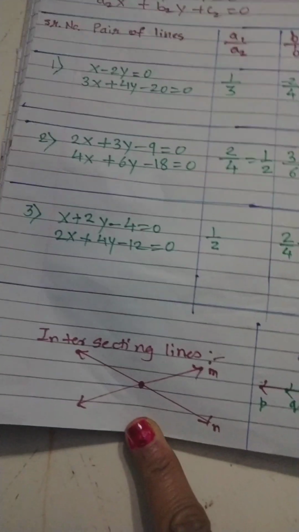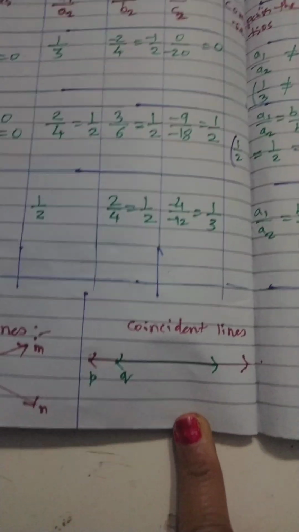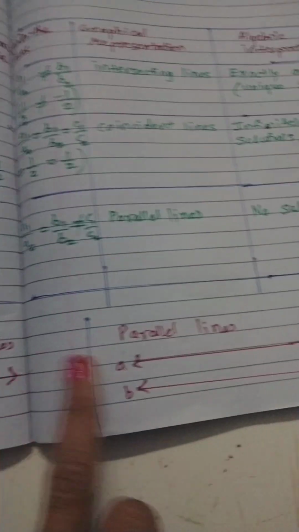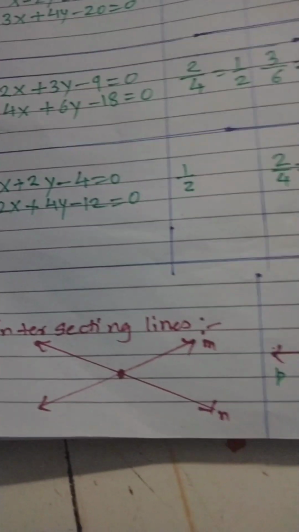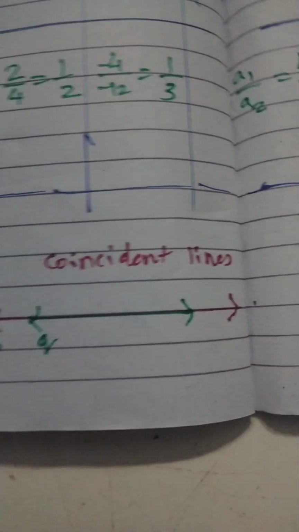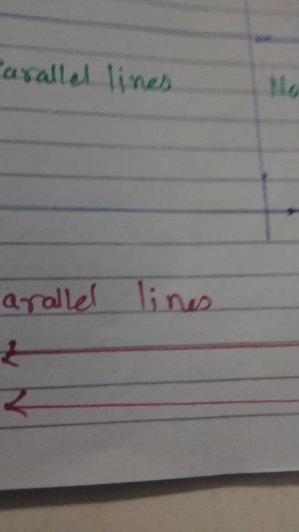This is the graphical representation of intersecting lines. It is the graphical representation of coincident lines. And it is the graphical representation of parallel lines. So these are the graphical representations of intersecting lines, coincident lines and parallel lines.